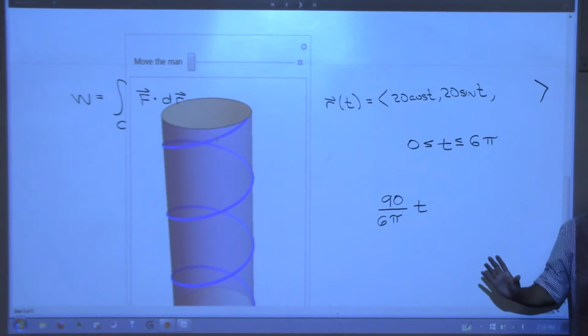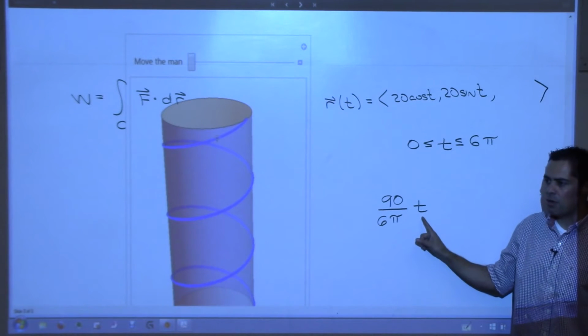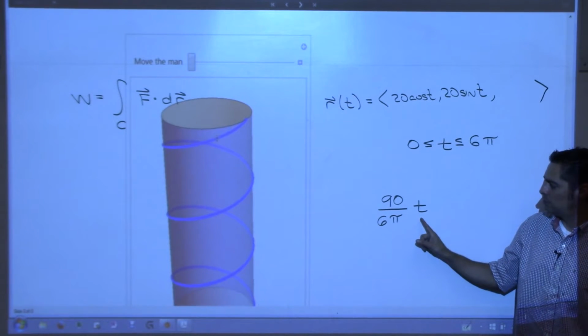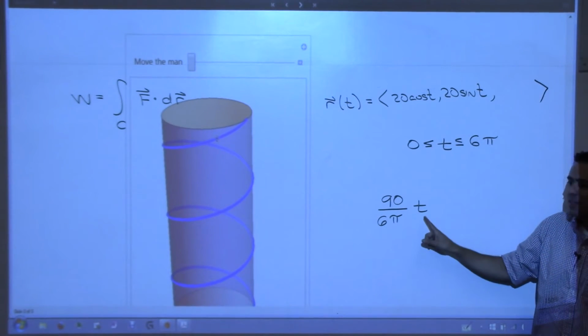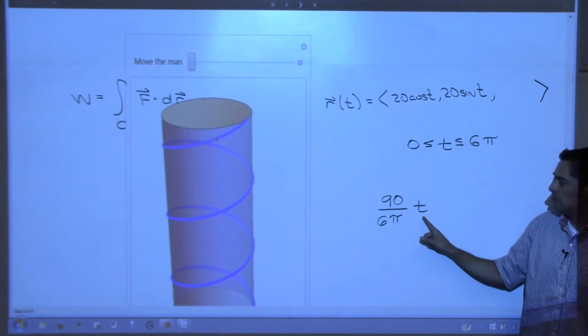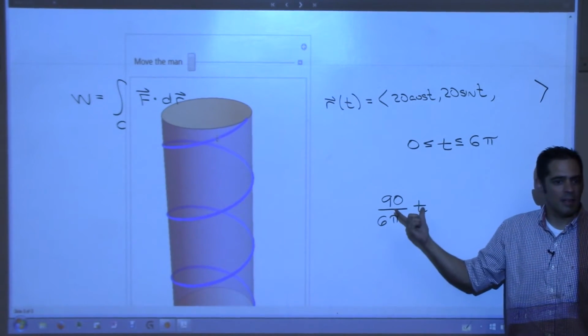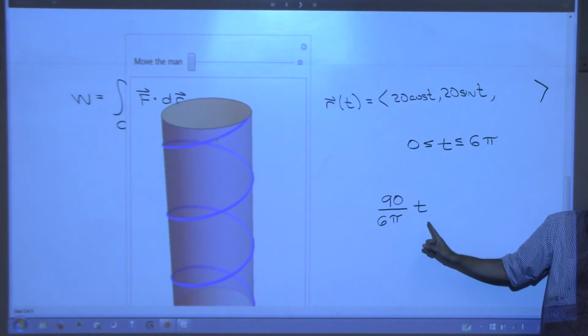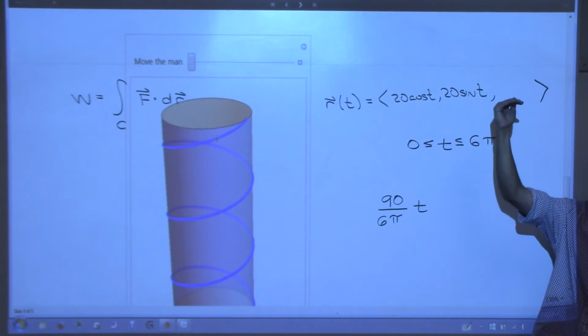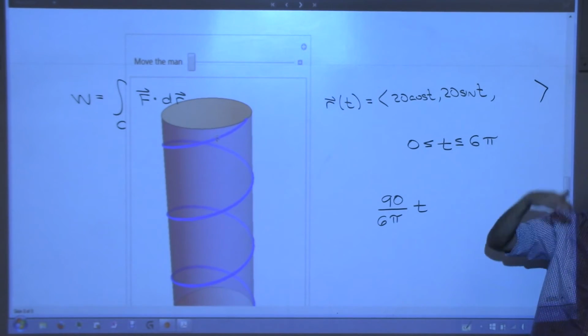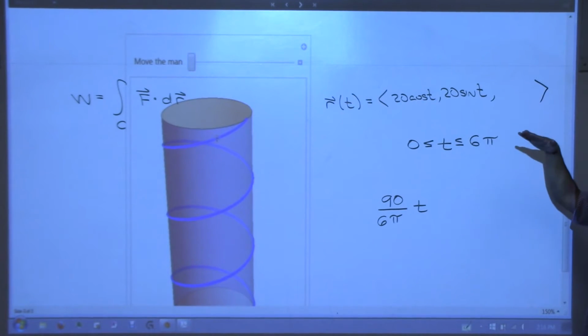Now let's talk about y. At t equals 0, where are you? 0. So you're at 0 height, right? At t equals 6 pi, where are you? They cancel and you get 90. And this is linear, which means that as you go around, you're going up at the same rate, right? It's a linear incline. Does that make sense?